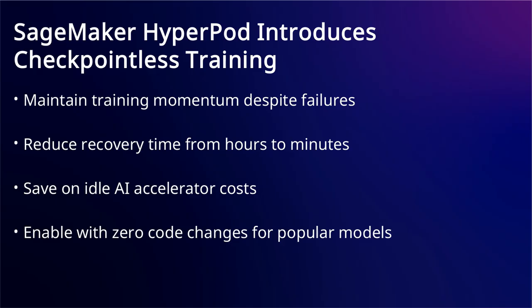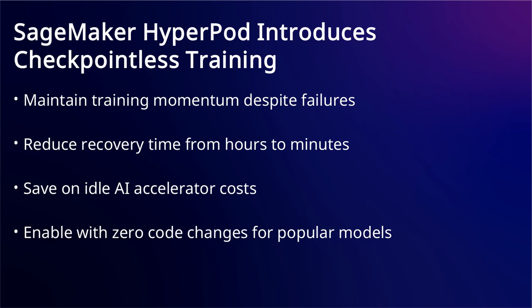Traditional checkpoint-based recovery and model training can lead to significant downtime and wasted compute resources when failures occur. SageMaker HyperPod's new Checkpointless training feature addresses this problem by preserving model training state across the distributed cluster. You can maintain training momentum despite failures, reducing recovery time from hours to minutes. This approach helps save on idle AI accelerator costs by minimizing downtime.